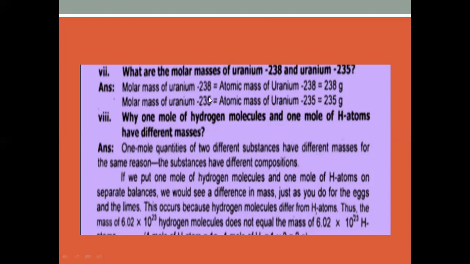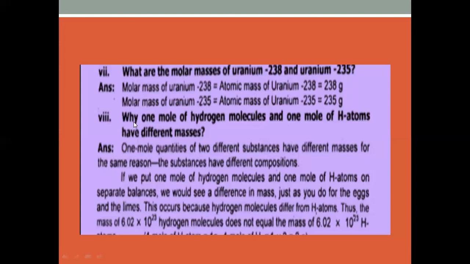Same like if we say carbon 12, carbon 13, carbon 14. 12 is the atomic mass of carbon 12, 13 is the atomic mass of carbon 13, and 14 for carbon 14. So uranium 238 is 238, but you have to use grams, okay? Because atomic mass, molecular mass, formula mass expressed in grams is called molar mass.